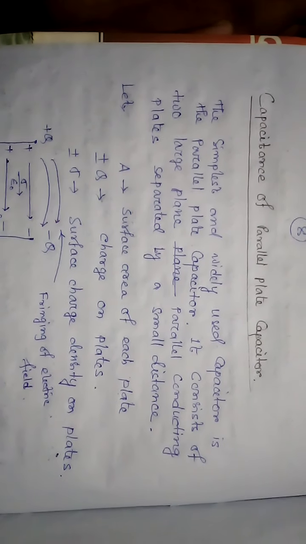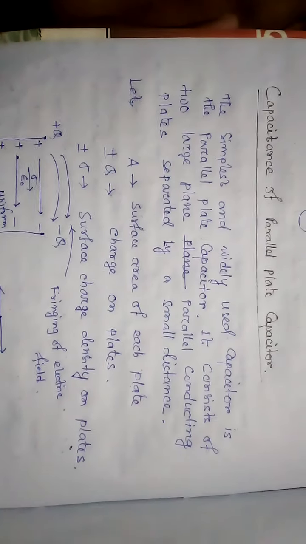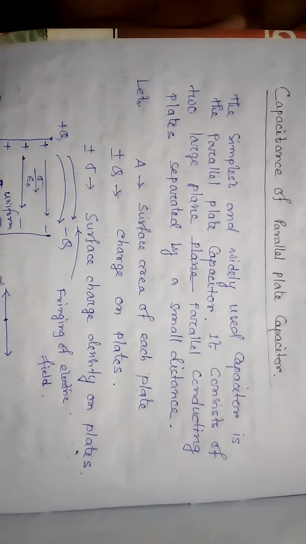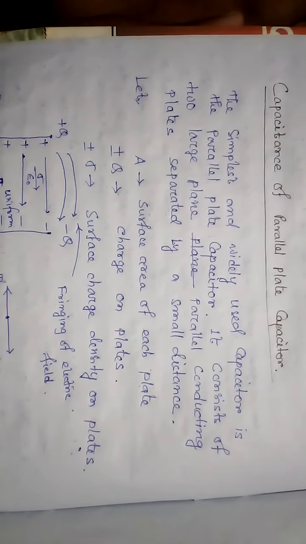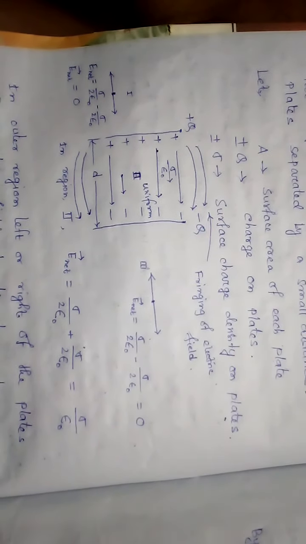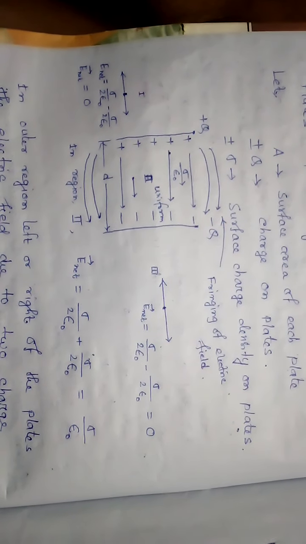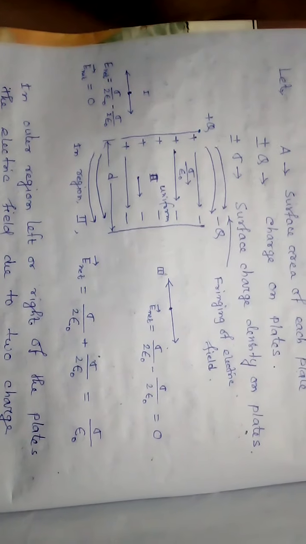What is a parallel plate capacitor? The simplest and most widely used capacitor is the parallel plate capacitor. It consists of two large plane parallel conducting plates separated by a small distance. In this diagram we are seeing that two plates of the capacitor are kept separated at a distance d.